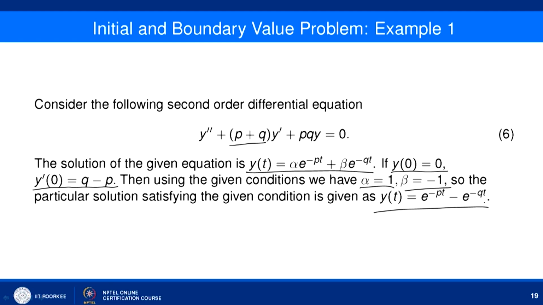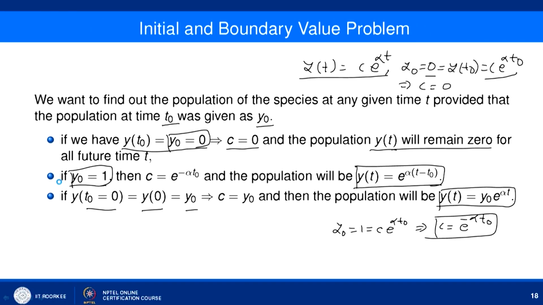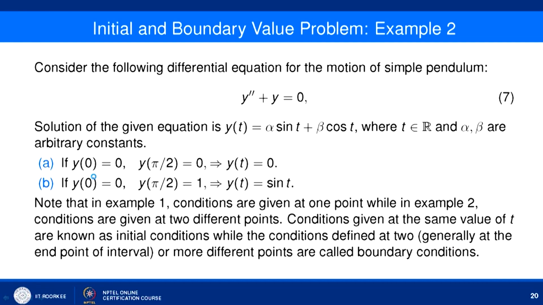So, here the condition is given at only one point, that is 0 here, and if you look at the previous example, here also the condition is given at only one point, that is t naught here. Now look at the second example.